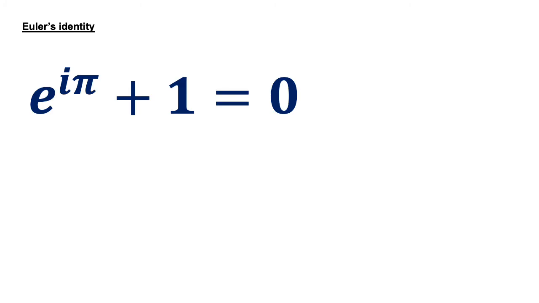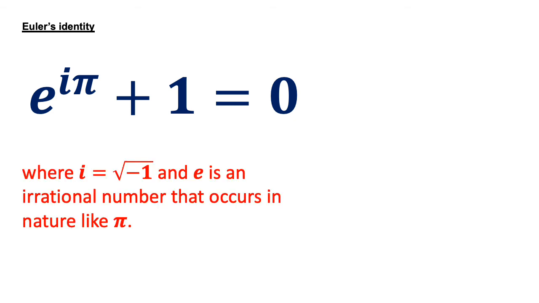So, yes, here's another thing you will be looking at. This is year 13 work, but I thought I'd show it to you. This is Euler's Identity, a famous mathematician, and this is regarded as one of the most beautiful equations in maths. And there it is. And what's interesting about it is that you've got within this the two irrational numbers that occur in nature.